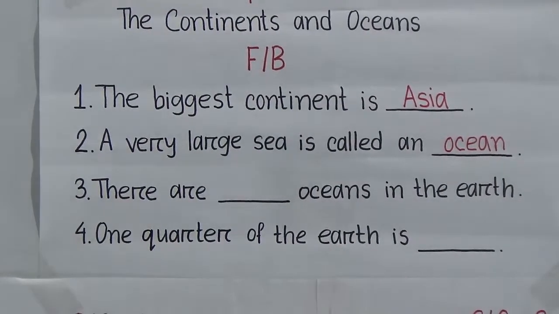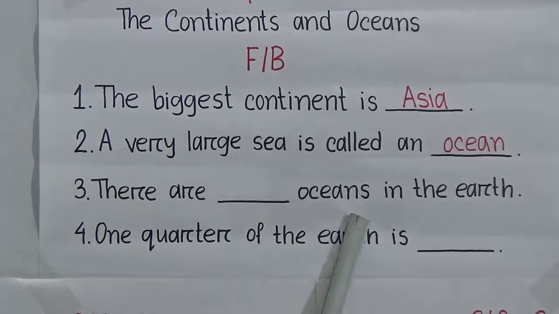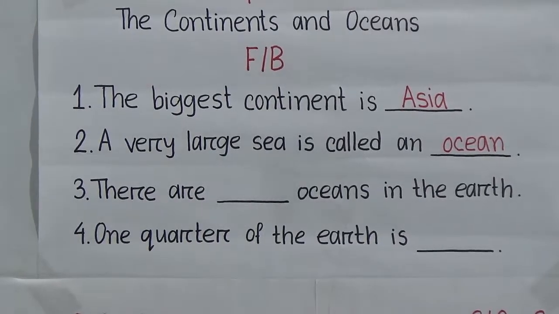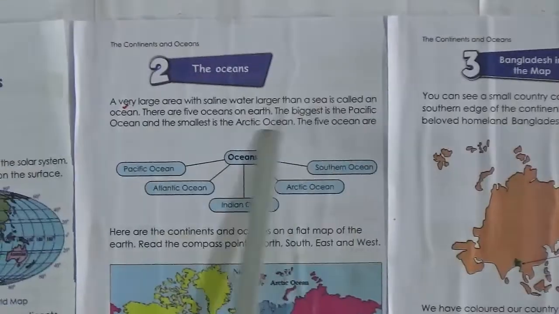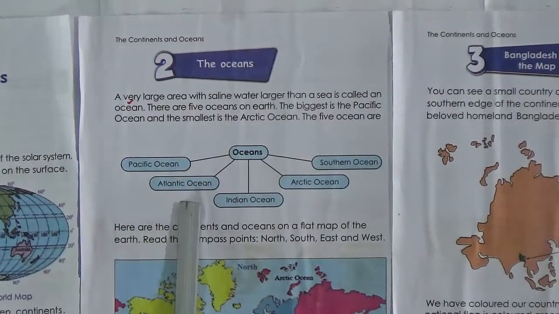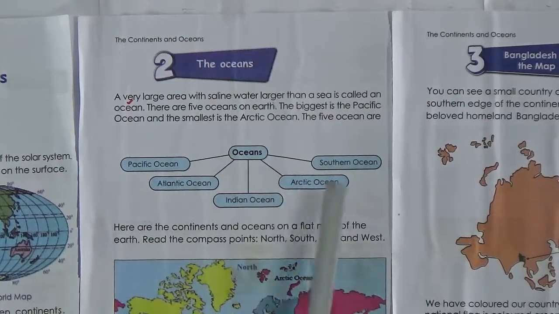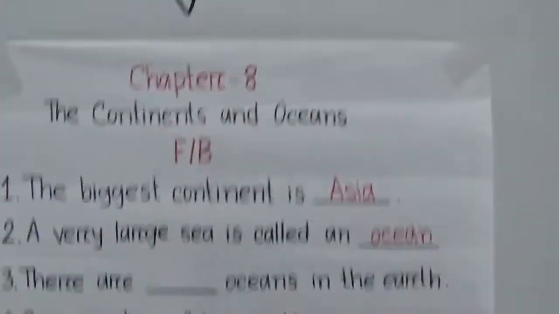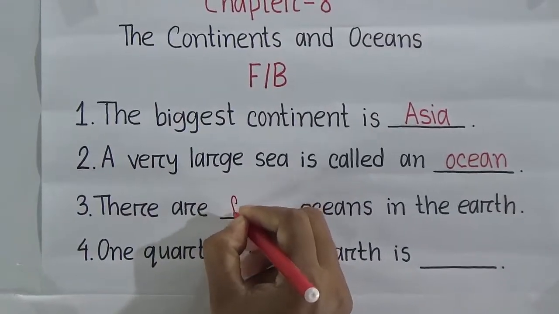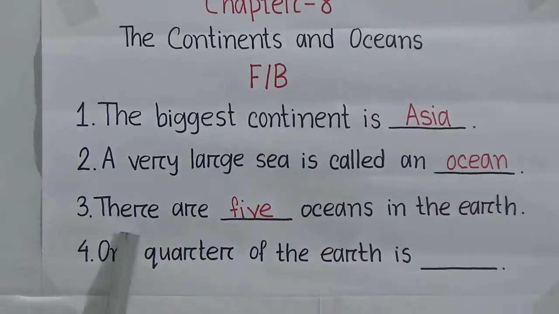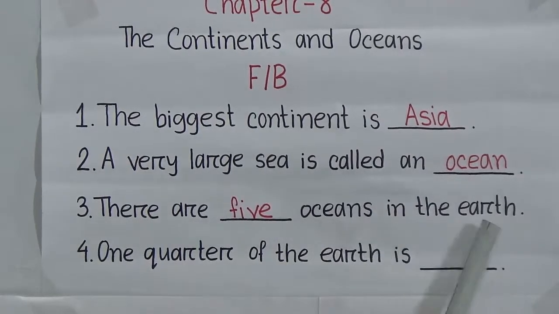In number 3, there are dash oceans in the earth. Can you say how many oceans are there in the earth? Yes, there are 5 oceans. In lesson 2, we find the answer. There are 5 oceans: Pacific Ocean, Atlantic Ocean, Indian Ocean, Arctic Ocean and Southern Ocean. So, in the gap, we have to write 5. F-I-V-E. 5. There are 5 oceans in the earth.